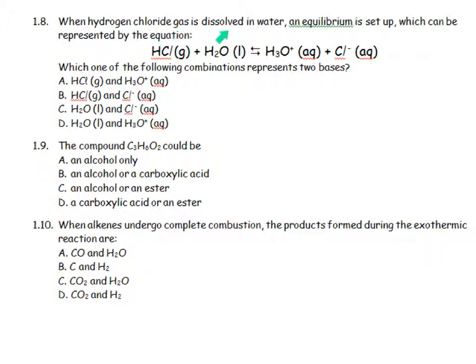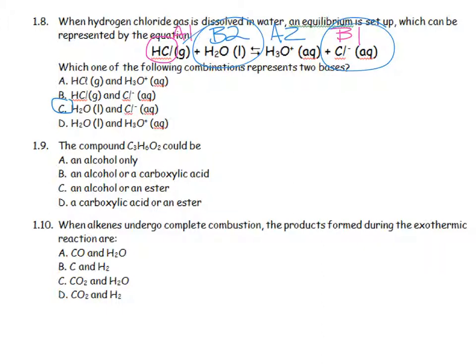When hydrogen chloride gas is dissolved in water, an equilibrium is set up which can be represented. There you go. Which of the following combinations represent the two bases? So here we have, this is a proton donor, so that's acid 1, becomes, once it donates it, base 1. This is a proton acceptor, base 2 becomes acid 2. So the two bases are the water and the chloride ion, and that is going to be answer C.